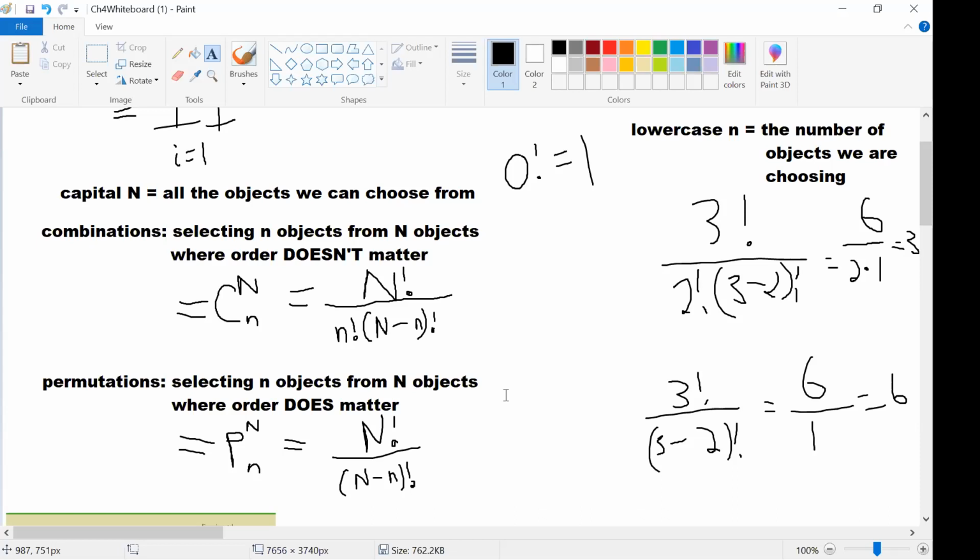So if the 5 is in place of the 3, that means the 3 at the top will also have to be a 5 because both of those 3's are our capital N. Yes, so I'll make that a little bit clearer. There we go.